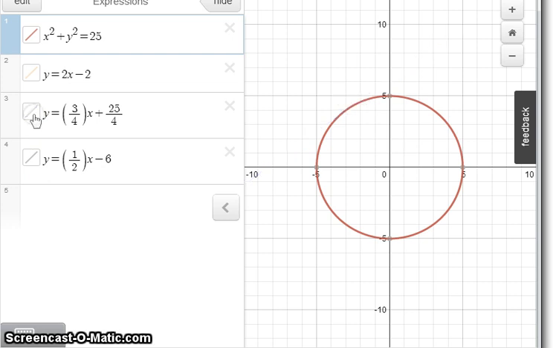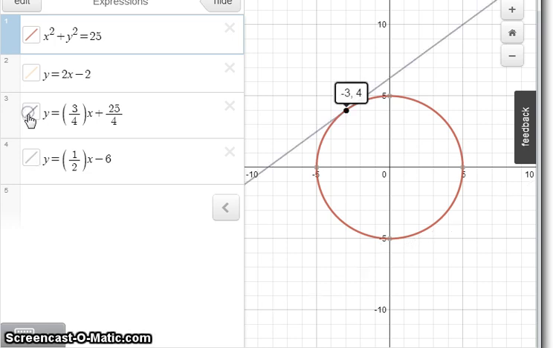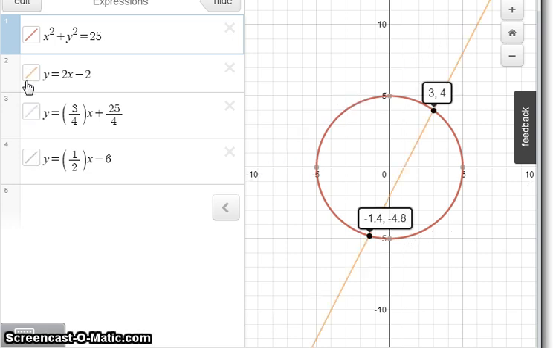Or you might even have something like this. No intersection point at all. If you try to find the intersection point algebraically of this circle, x squared plus y squared equals 25, and this line, you would get an error. You would end up with something impossible. Usually you would end up with the square root of a negative number at some point. So those are the three options: either no solutions, one solution, or two solutions.